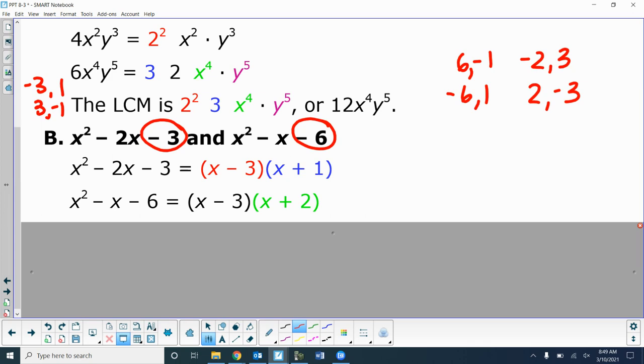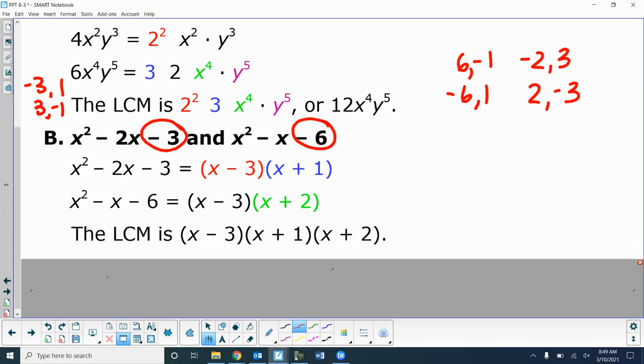Are there any exponents that I have to worry about? No. If this red one was a 1 and this black one was a 2 for the exponent, I'd have to use the 2 exponent, the higher exponent. Okay? So my common denominator for these 2, if these were the denominators, these 2 trinomials would be these 3 factors.